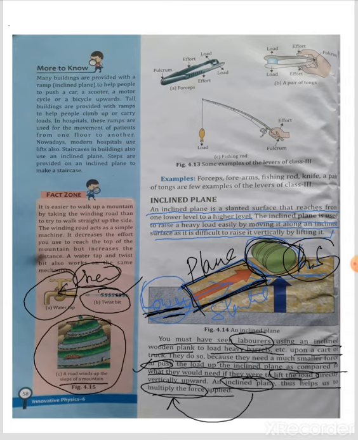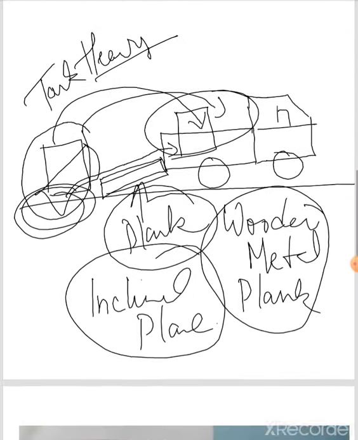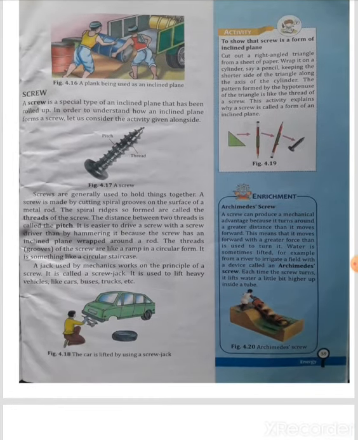So whatever roads you see here in the hills, they help you take your vehicle from the lower surface to the higher surface, from a lower place to a higher place. So the roads in the hills are also an example of an inclined plane. All right, so this is our inclined plane. Now let's move to the third type of simple machine, and that is the screw.